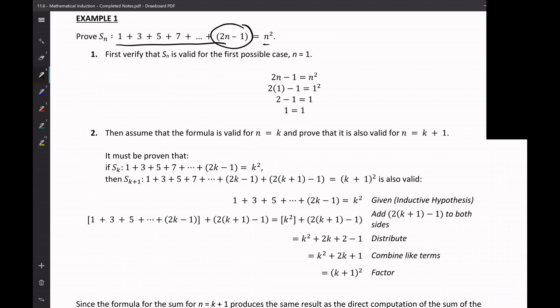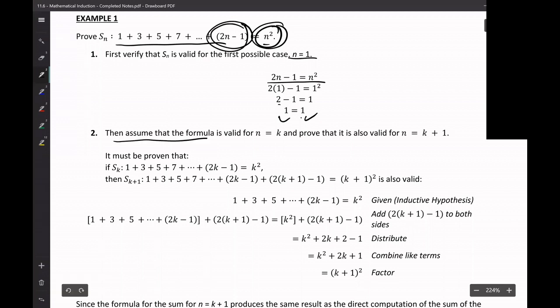The steps of mathematical induction are to first verify that the first case is true. So plug in n equals 1. If I plug in n equals 1, this is equal to this when you do the sum. You get 1 equals 1. So if it's 1 equals 1, that means that first thing is true. This rule works for S sub 1. So S sub 1 is true.